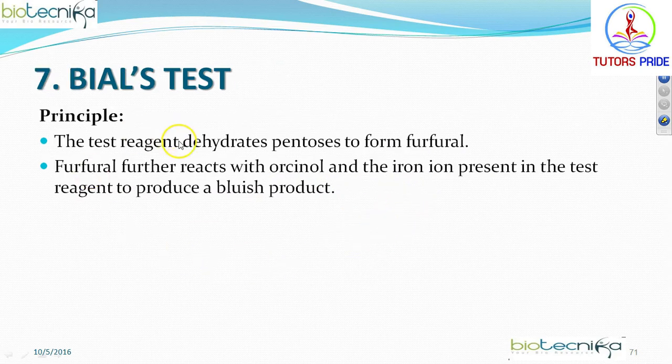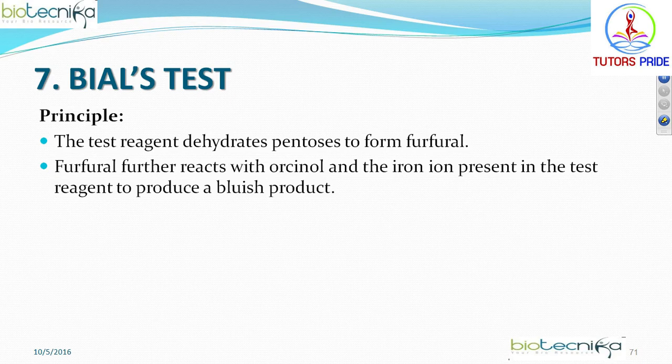Okay. Next is your Bial's test. What is Bial's test? Bial's test is nothing but the test where the reagent dehydrates pentose to form furfural. Dehydrates means a water molecule will be lost to form furfural. Okay, this is the main test reagent. By using this reagent, the dehydration process will take place to form furfural.